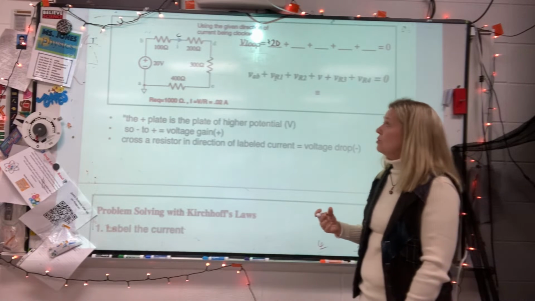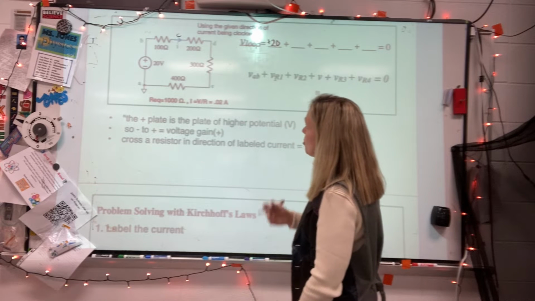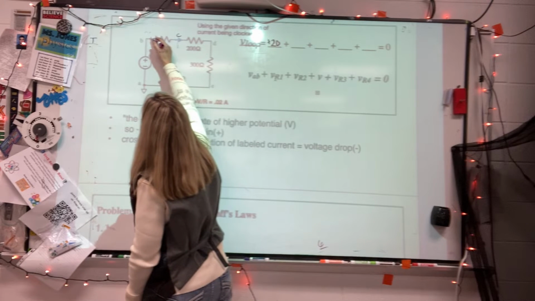What is the voltage across? And this will be a voltage drop. So now, how much voltage from here to here?